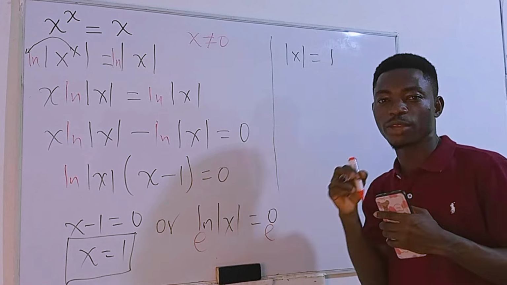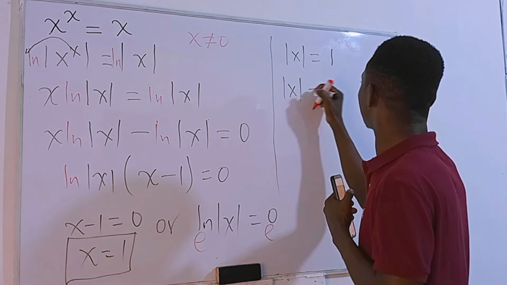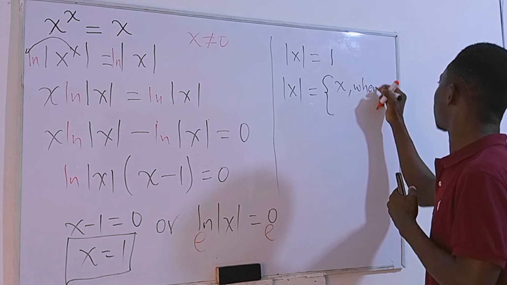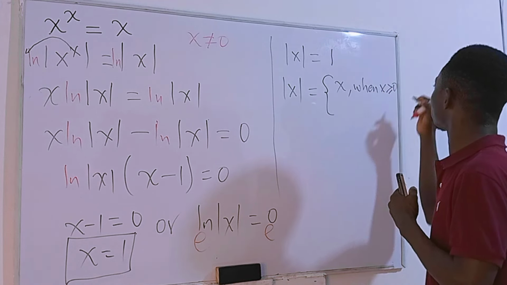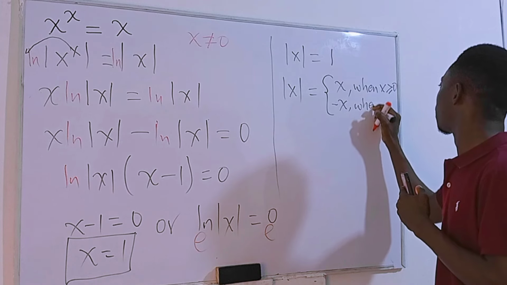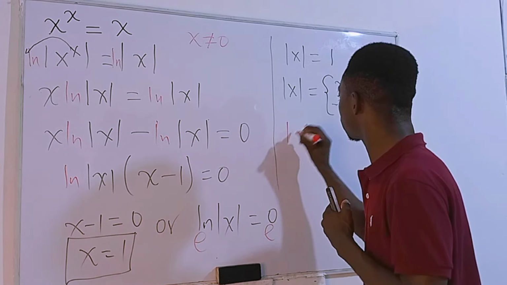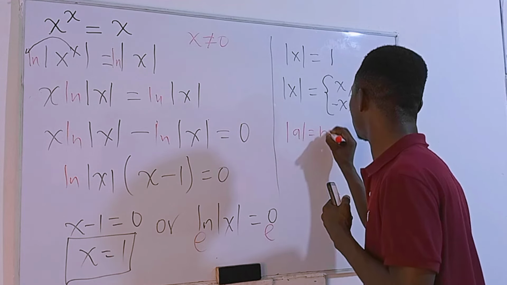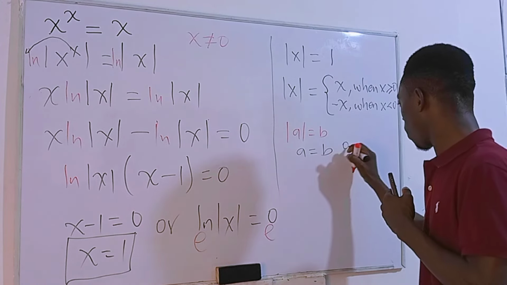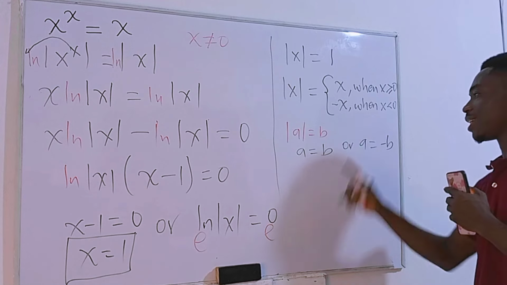Before we deal with this one, let me give you the piecewise definition of absolute. In fact, absolute of x, the piecewise definition is positive x when x is greater than or equal to 0, then negative x when x is less than 0. What it means is that if we have absolute of a is equal to b, then this implies that a is equal to positive b or a is equal to minus b. They are all going to satisfy this equation right here.